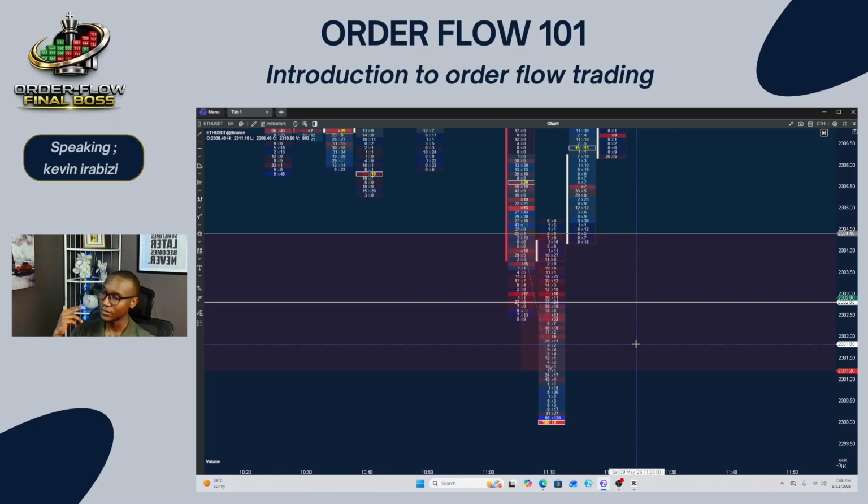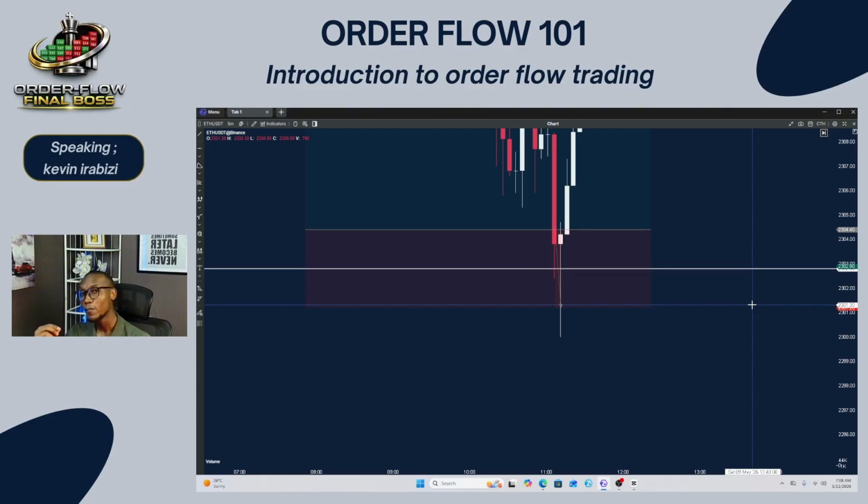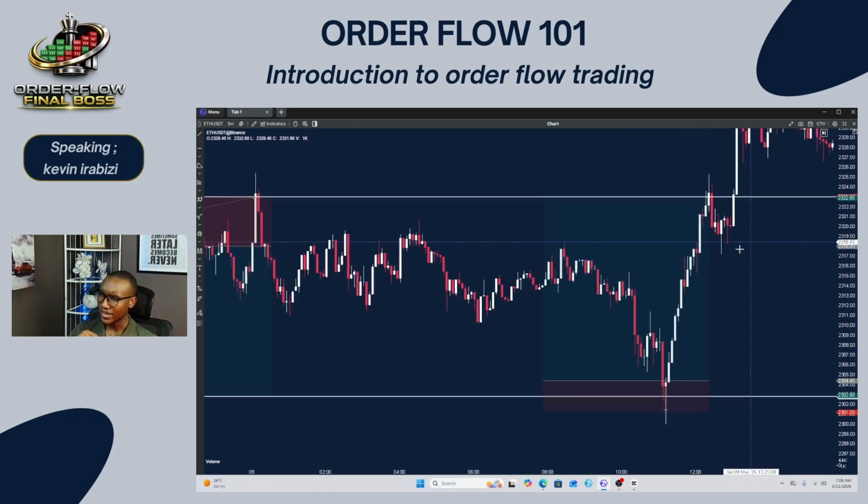So we have grabbed liquidity. And what do you want to know? Why do you want to know the liquidity? Because we always know every time we stop out traders, a real good move is about to show up on the opposite side. So we stop them out and price goes up cleanly.